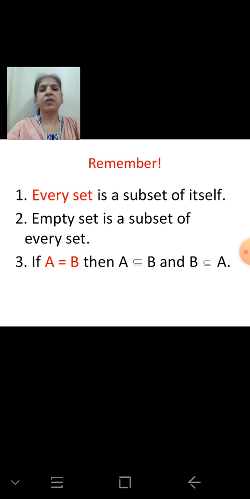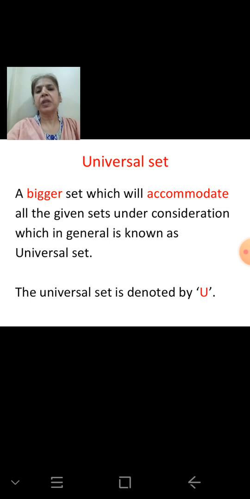So these things we have to keep in mind. Now this is a new thing, universal set. As the name indicates, universal. It is a bigger set which will accommodate all the given sets under consideration, which in general is known as universal set. And the universal set is represented by capital U.